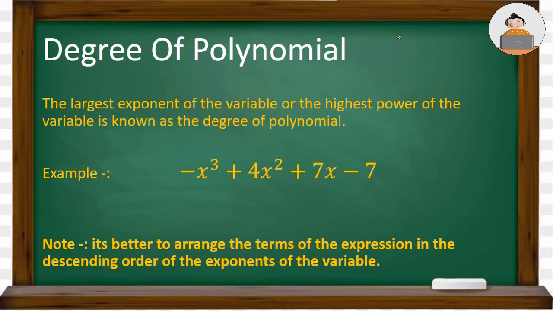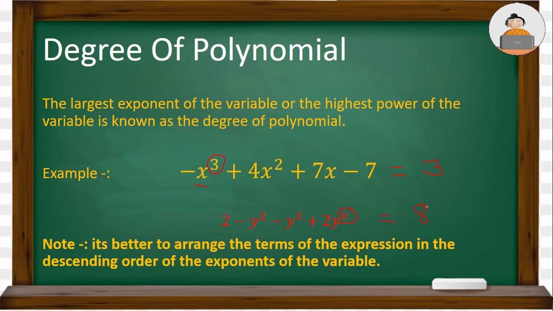So friends, next we will discuss how to define the degree of a polynomial. The largest exponent of the variable, or we can say the highest power of the variable, is known as the degree of the polynomial. Here in the example I have taken a polynomial. So we have to check which is the highest power of the variable x. So here you can say 3 is the degree of the polynomial because 3 is the highest power of the variable x. Then for this polynomial friends, you will observe that 8 is the highest power of the variable y. So 8 will be the degree of the polynomial.